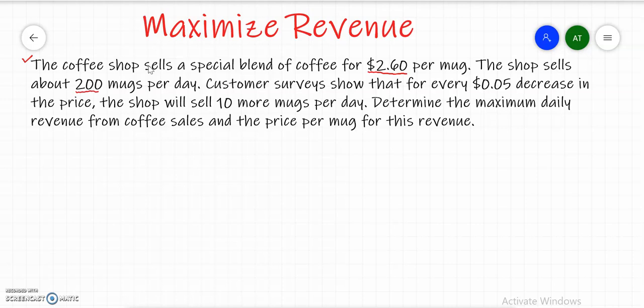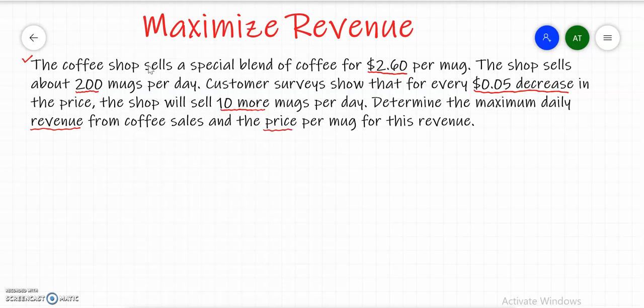Customer surveys show that for every 5 cents decrease in the price, meaning the price is decreased by 5 cents, the shop will sell 10 more mugs per day. So the quantity is increased by 10. Determine the maximum daily revenue from the coffee sales and the price per mug for this revenue.